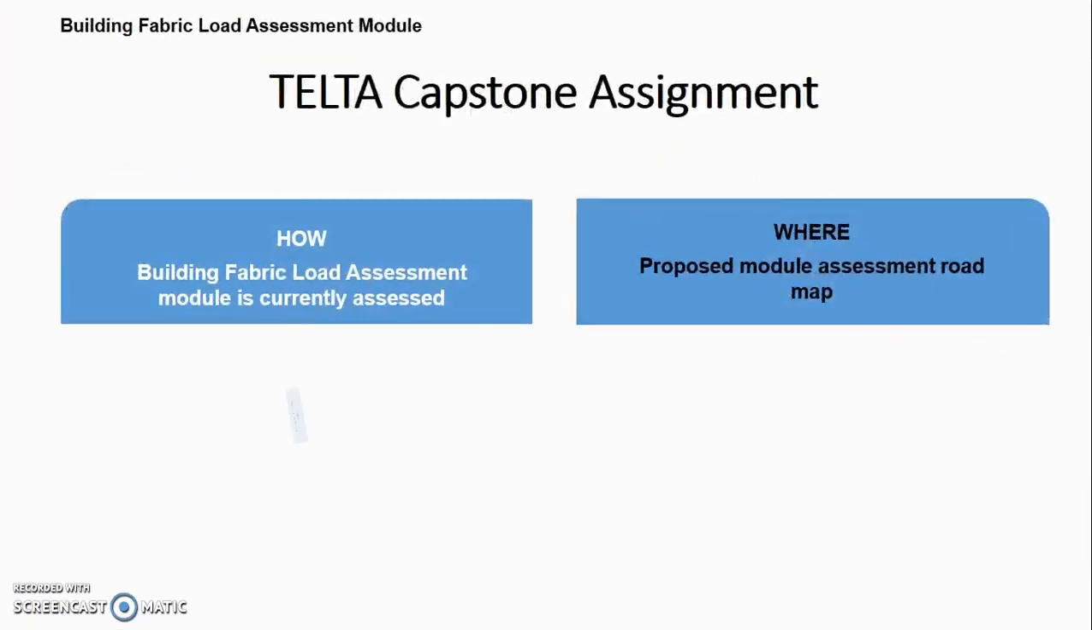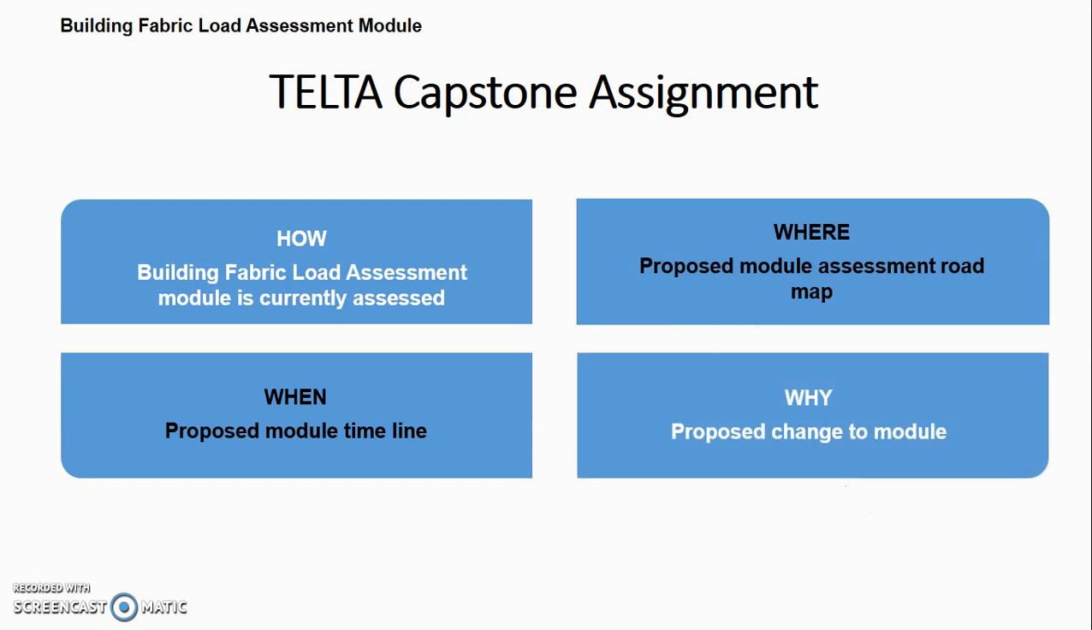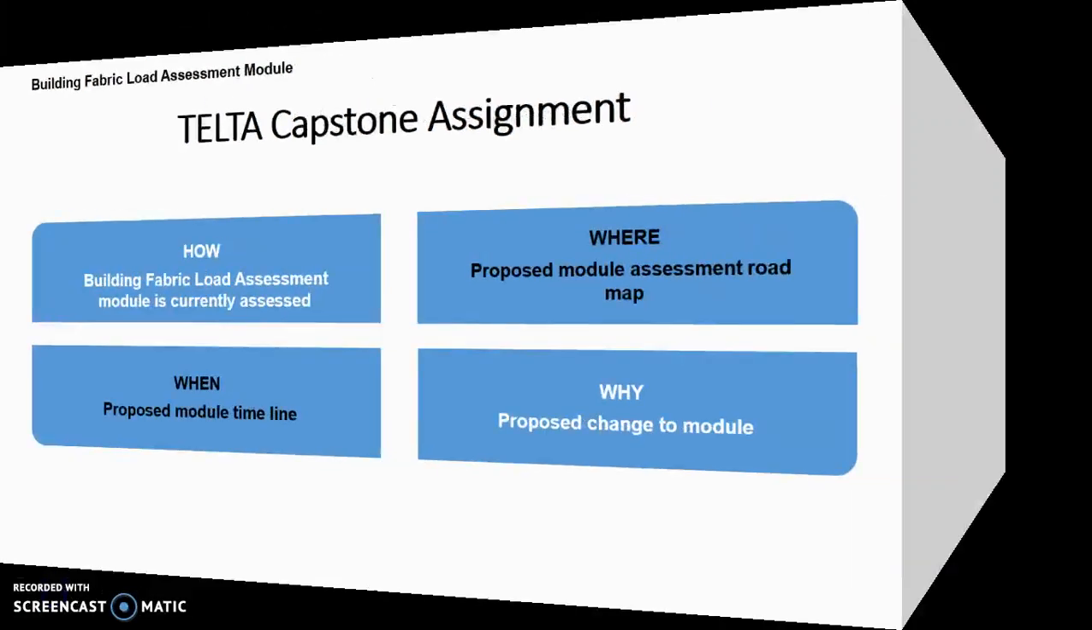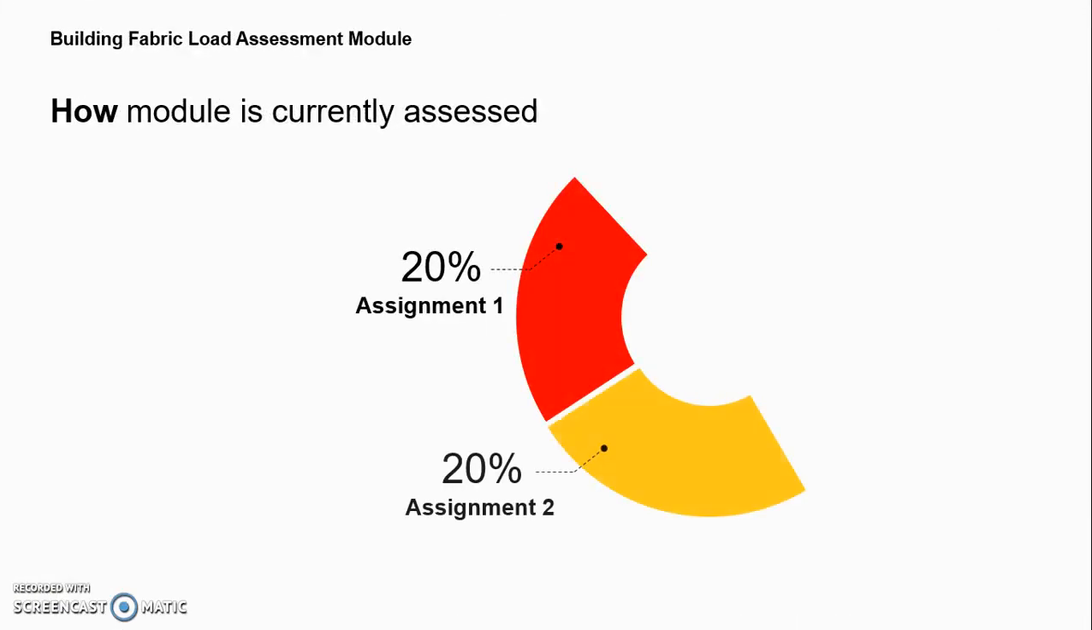How: the Building Fabric Load Assessment module is currently being assessed. Where: the proposed module assessment roadmap. When: the proposed module timeline. Why: the reasons why the changes are proposed. How the module is currently being assessed.